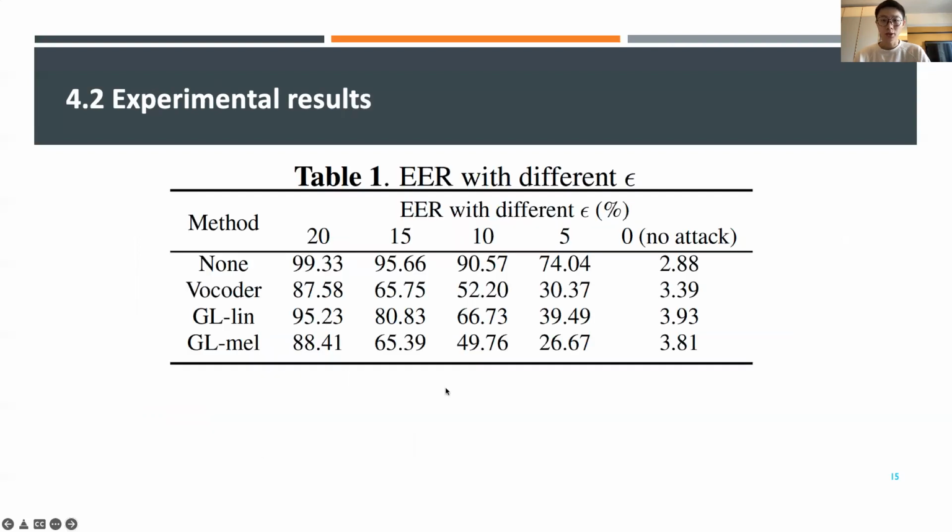This table shows the equal error rates for ASV equipped with different vocoders. None means only using the ASV model. The other columns mean the ASV systems equipped with Parallel WaveGAN, Griffin-Lim linear, and Griffin-Lim mel. This row shows the attack budget. The higher the value is, the more powerful the attack is. And here, 0 means no attack.